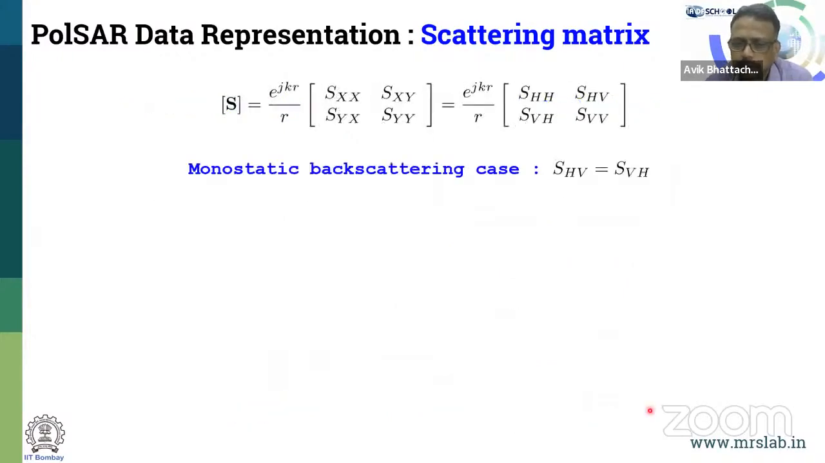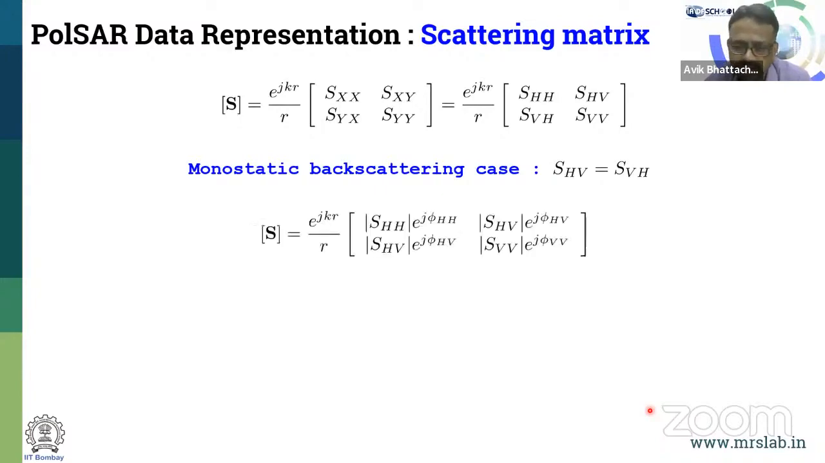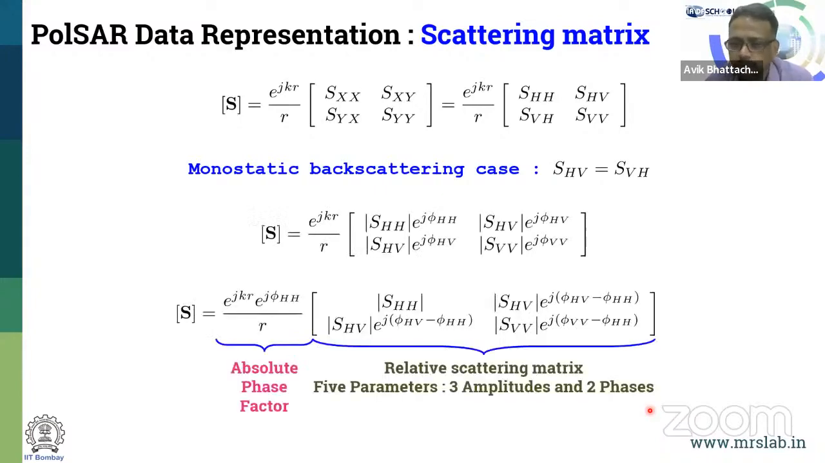Coming back also to the condition for the monostatic backscatter case, as you have seen before at the top, we have the theorem of reciprocity, that HV is equal to VH. In that case, we are left with only 3 amplitudes. So the degrees of freedom come from 7 to 5, with 3 amplitudes and 2 phases.